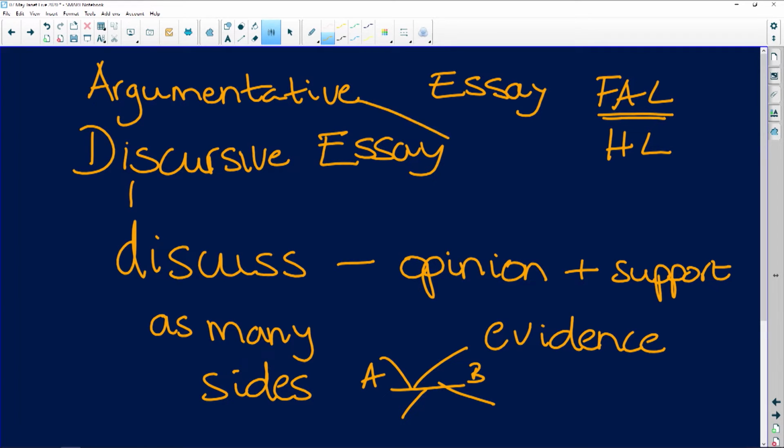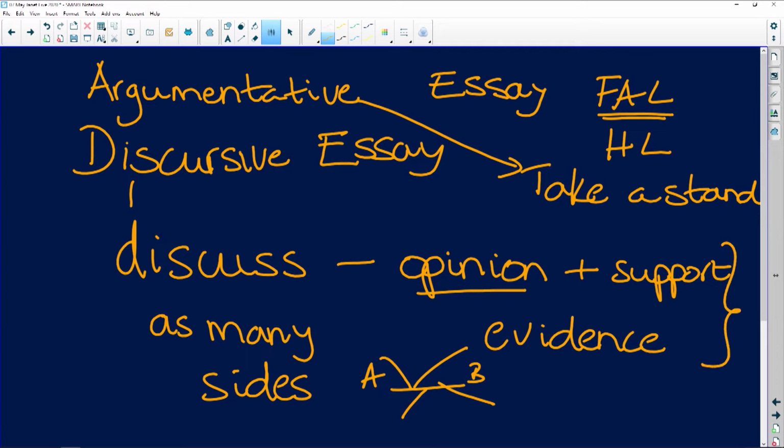Technically, an argumentative essay is one where you take a stand. You have a particular viewpoint and you are arguing and supporting that viewpoint. Once again, you're going to give an opinion plus the support and the evidence to support it. Now, in both essays, even in an argumentative essay, one way of discussing it and trying to prove that you are right and your opinion is correct is to look at another side.